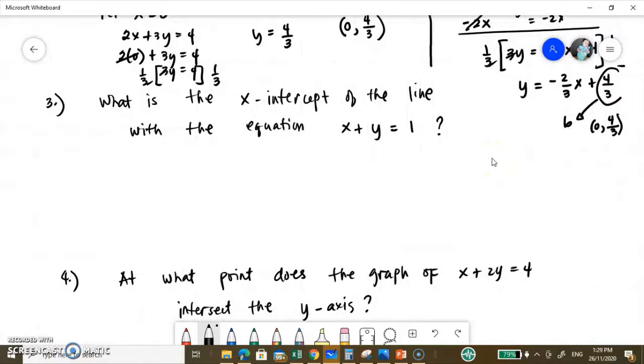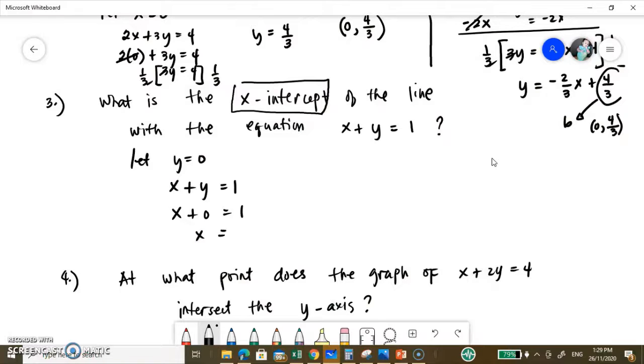The next problem, what is the x-intercept of the line with the equation x plus y equals 1? If you're asked to find the x-intercept, you just have to let y be equal to 0. Okay, and then you solve for x. So if we let y be equal to 0, you have x plus 0 equals 1. So x is equal to 1. Therefore, your x-intercept would be the point (1, 0), where x is 1 and y is 0. So this would be the point on the line that would pass through the x-axis.